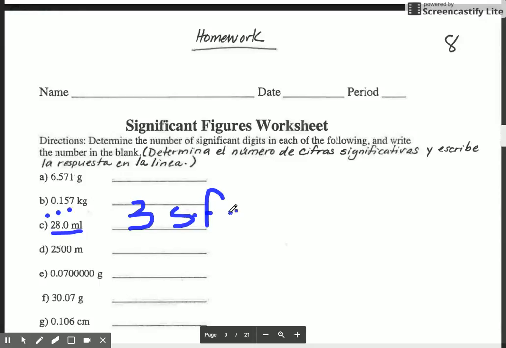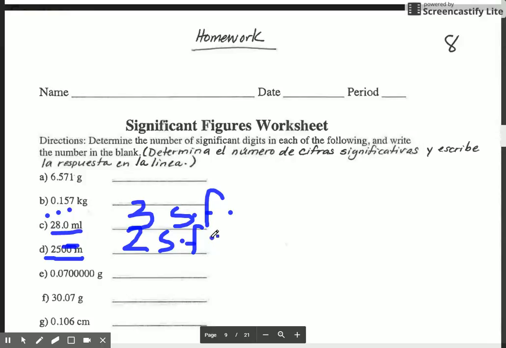Okay, let's look at letter D. Letter D, you have 2,500 meters. You look at this here and one of the rules says that zeros are only going to be significant if there's the presence of a decimal point. We don't have a decimal point there. There's no decimal point there. So that means that those 2 zeros are not going to count. So I only have 2 sig figs there, because those zeros at the end won't count. There's no decimal point there.